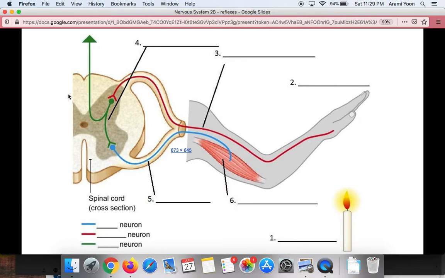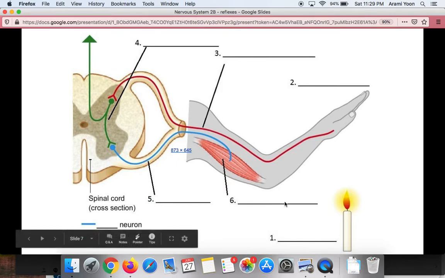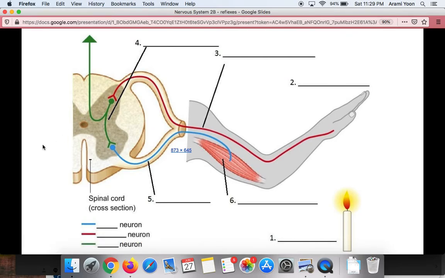Okay, so at this point, it would be a good idea for you to pause the video and see if you can identify what are all of these elements in this reflex arc. And in a few seconds, I will tell you what the answers are.